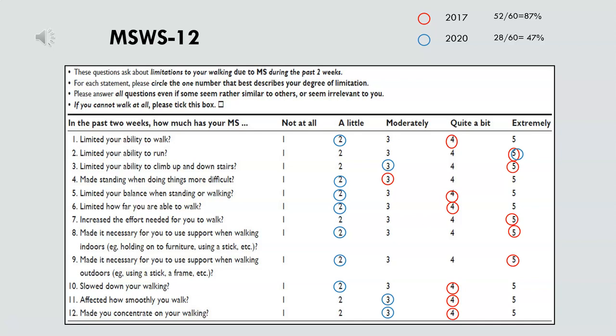So recall from a few slides back that the minimal detectable change for this tool for patients with MS was established at 22%, so well over that established change.